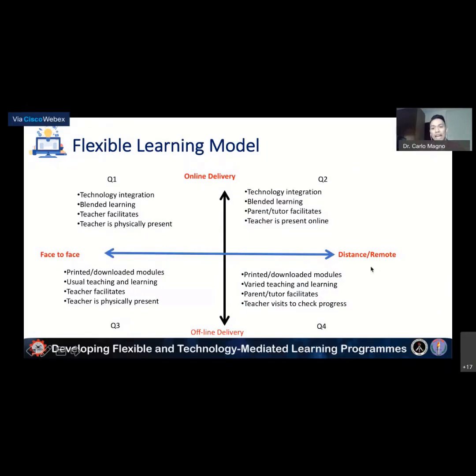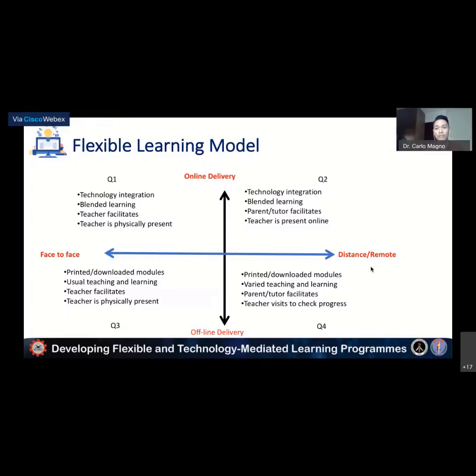In order for us to understand how we actually derive our standards on flexible learning is by first looking at how we actually understand what flexible learning is and how we derive different modalities for flexible learning. We developed this particular model with two dimensions. The first dimension is on how we deliver the learning resources, and runs on a continuum from an online delivery to an offline delivery mode.